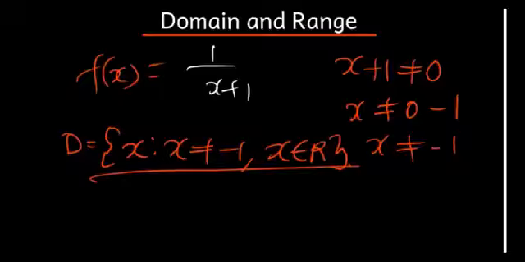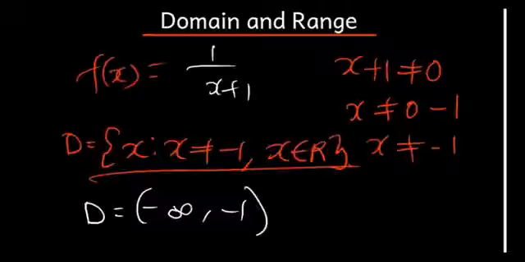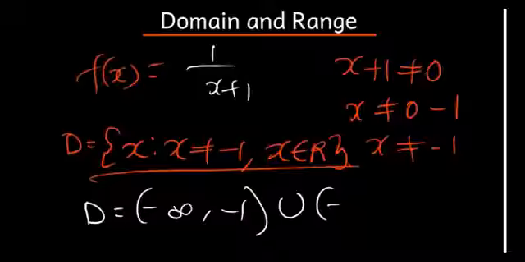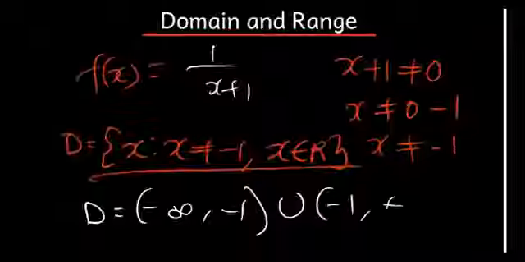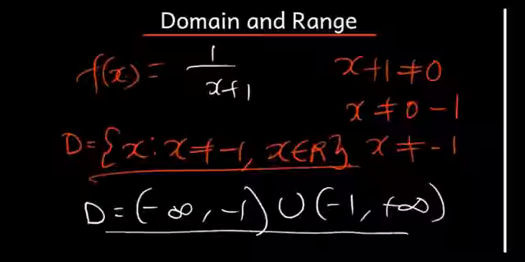Okay, now you can represent the domain either in set interval notation or in set builder notation. So this is the set builder notation which you have. If you want to represent it in set interval notation, you can say that the domain is going to be from negative infinity all the way to negative 1, but negative 1 is not included, union from negative 1, also not included, all the way to positive infinity. So this is going to be my domain, but negative 1 is not included.